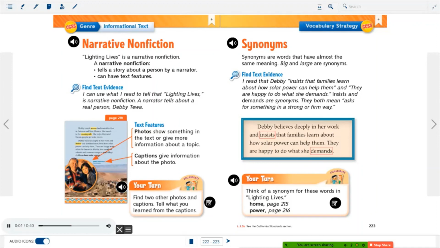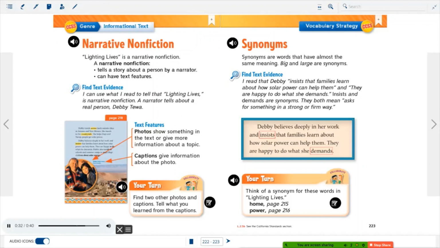Synonyms. Synonyms are words that have almost the same meaning. Big and large are synonyms. Find text evidence. I read that Debbie insists that families learn about how solar power can help them, and they are happy to do what she demands. Insists and demands are synonyms. They both mean asks for something in a strong or firm way.